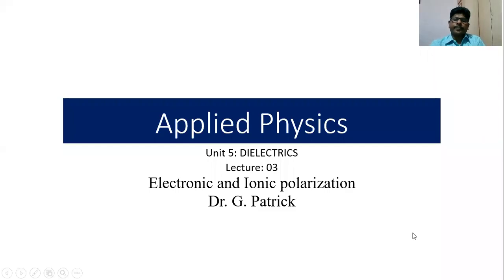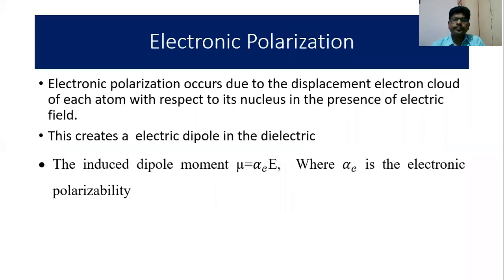In this lecture, we will be seeing the derivation for electronic and ionic polarizations. This is Unit 5, Lecture 3. We have already seen what is electronic polarization.